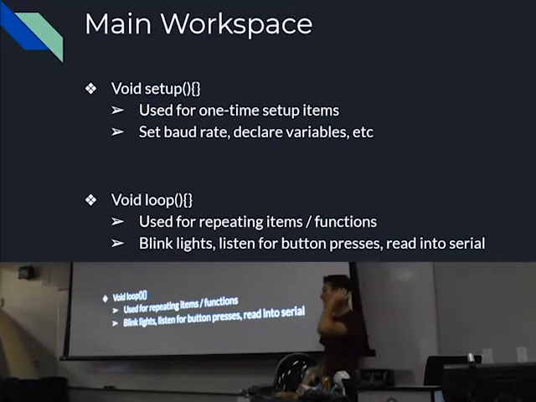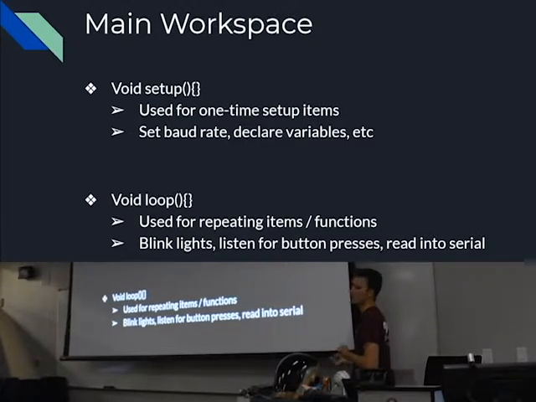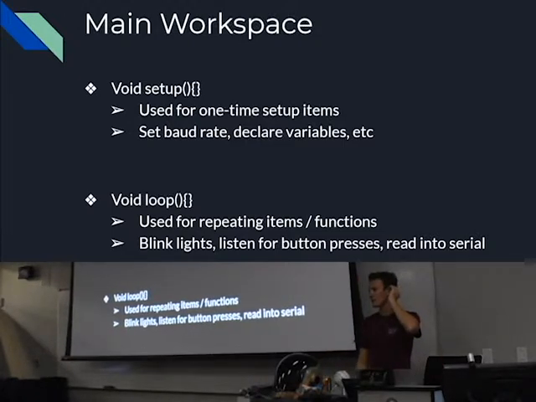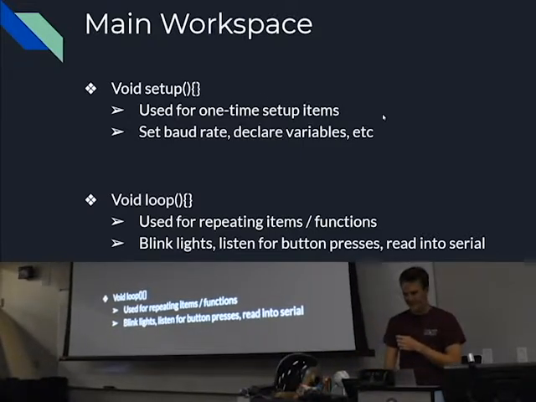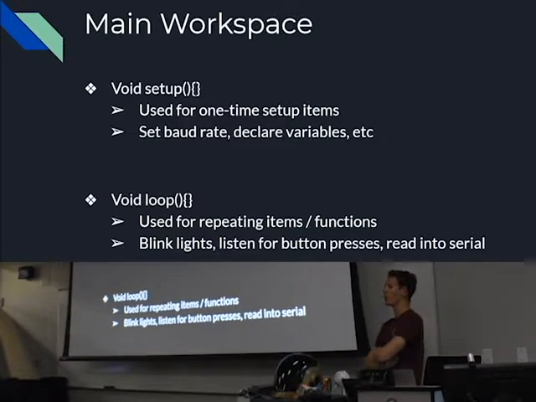So you have two main functions that should show up at least: void setup and void loop. Void setup is used for one-time setup items, like setting the baud rate, which is basically the data connection speed. If you want to declare variables that you will use later in your program, void setup is not the worst place to put them. There are better places, but it's not bad, especially for beginner programs.